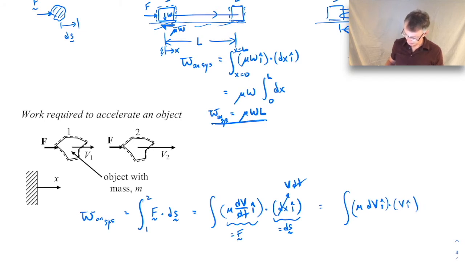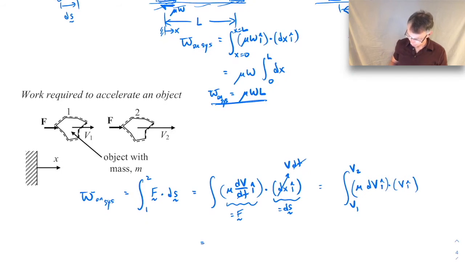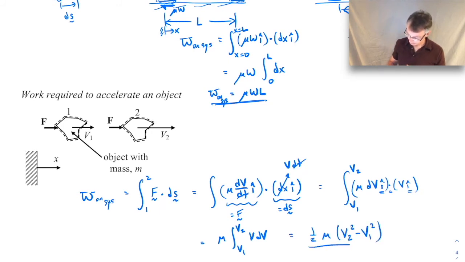Since I have the dv quantity here, I need my limits in terms of velocities. So I'm going from velocity 1 to velocity 2. So this will look like the following. When I do the dot product i hat dot i hat, that comes out to be 1, and so I'll get m. Mass is just a constant, so I can pull it outside the integral. So I'm going to get v times dv. Integrate that, and that'll just be 1/2 m (v2 squared minus v1 squared).